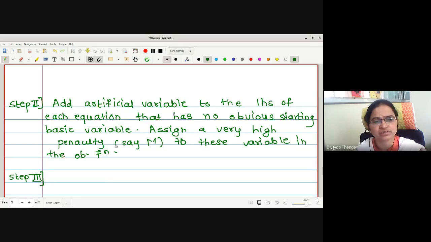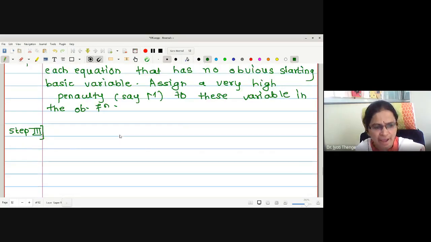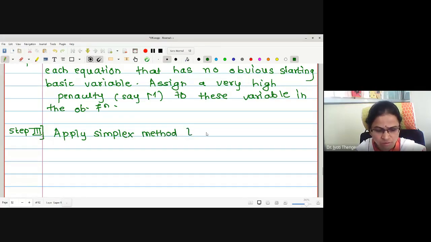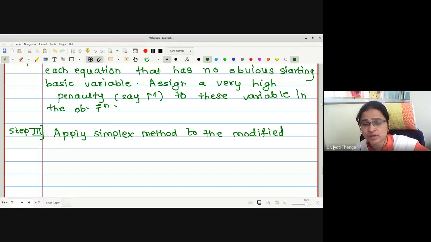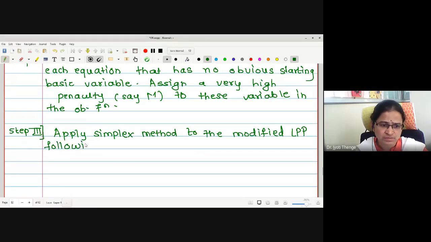Next, step number 3 tells that use the simplex method. Because by adding the artificial variable, now we get the basic variables and the IBFS as well. Then apply simplex method to the modified LPP. Why are we calling it modified? Because we are adding the surplus variable, we are adding the artificial variable, and we are assigning its cost to the artificial variable in the objective function. Therefore, we call it a modified LPP, and then apply simplex method to this modified LPP, and the following cases may arise.